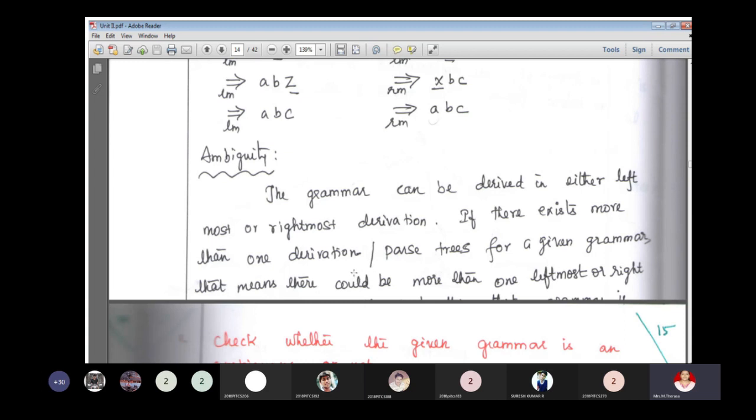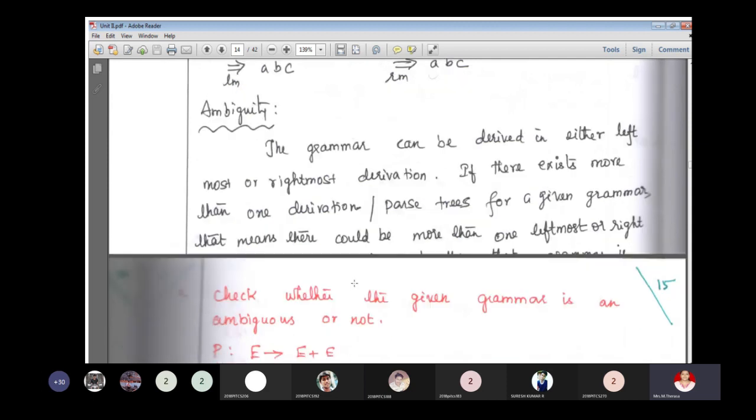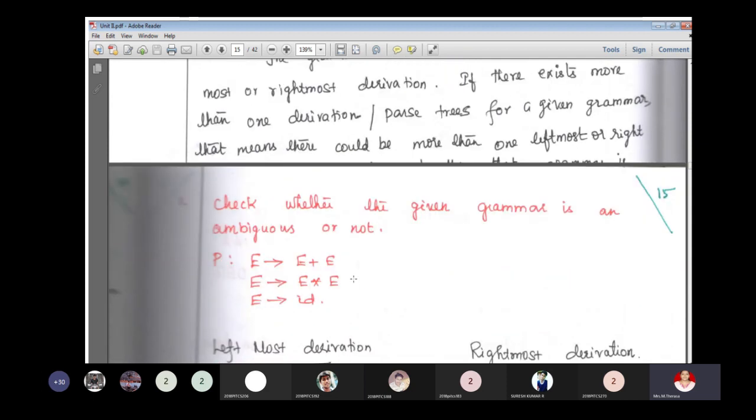Okay, what is ambiguity of the grammar? The grammar can be derived in either leftmost or rightmost, isn't it? If there exists more than one derivation tree or parse tree, that means if you are able to derive a string in a different manner, or if you are able to construct more than one parse tree for the same string w for the given grammar, then the grammar is said to have ambiguity. We'll see one example for that.